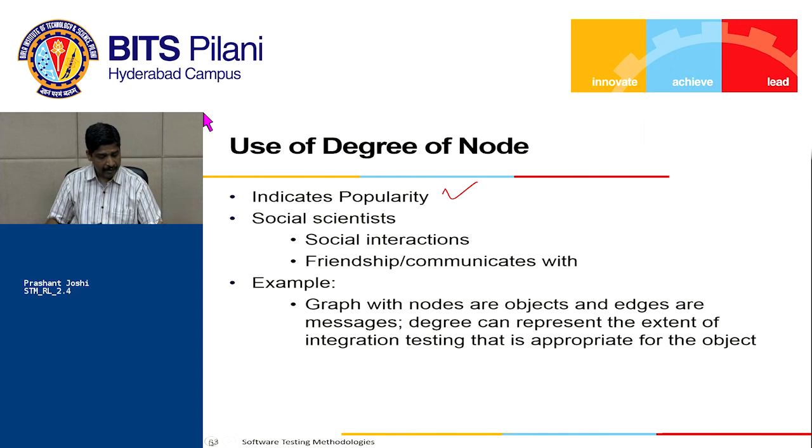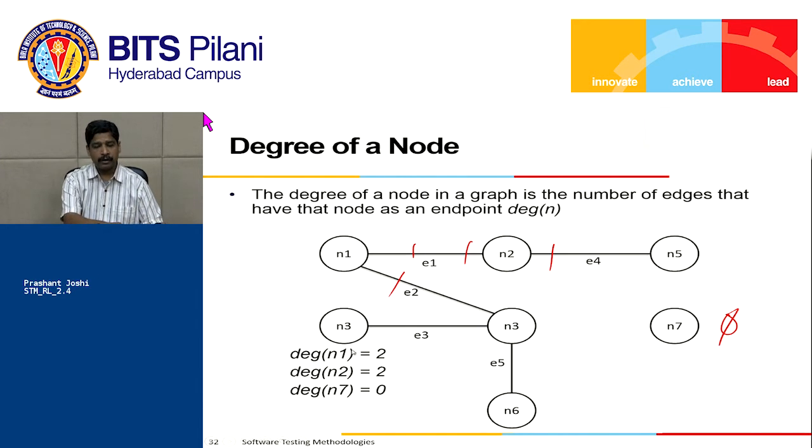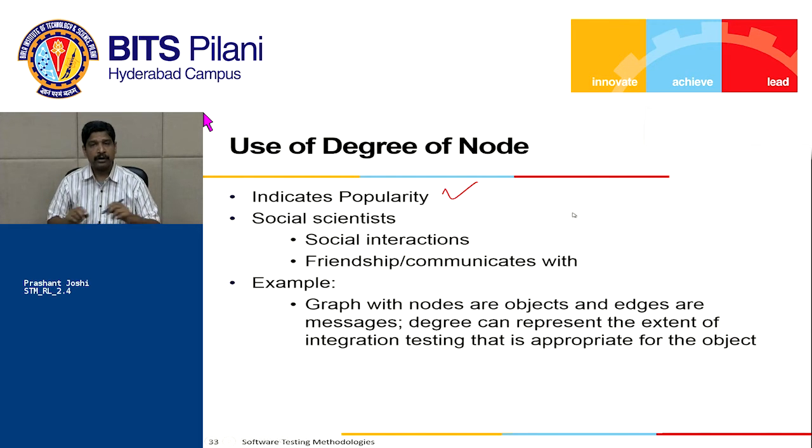A node is now an individual, connected with people. You could have LinkedIn connected with more and more people, or Facebook, where you've got connections. The extent of integration testing, when you have one module communicating with the other, either through messages or through public methods, could also be deduced by using degree of node.